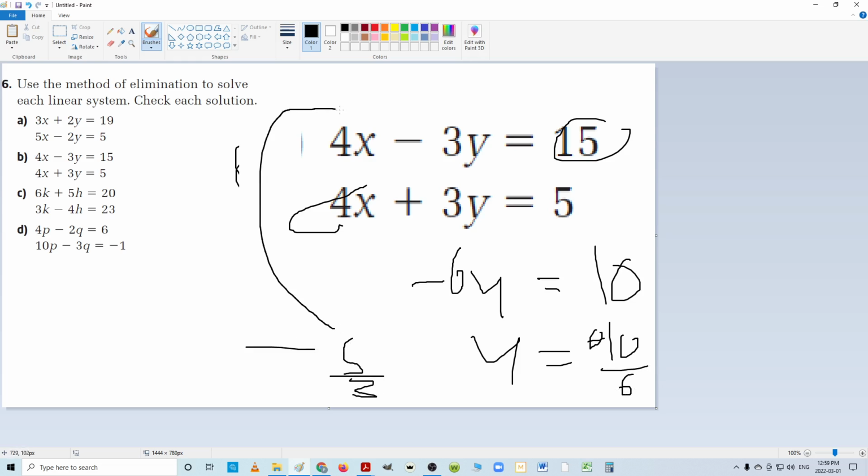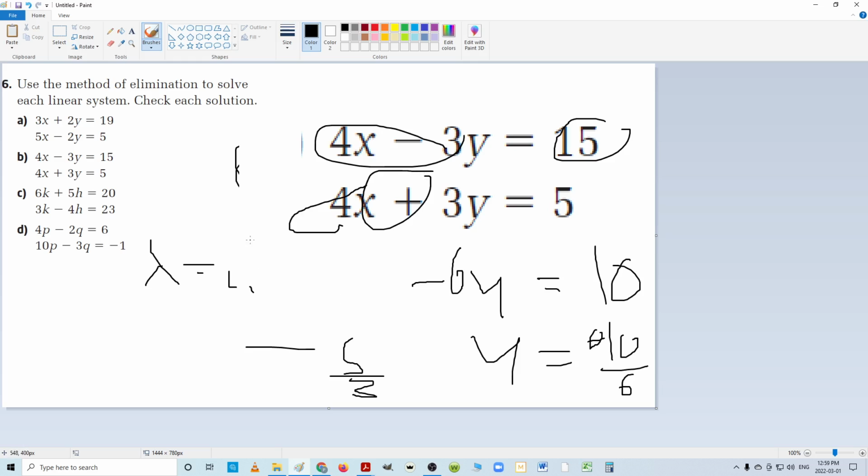Now you've got to go back and take any of these equations and substitute it in, and you'll discover that x is 4. Put both these equations into Desmos and see if they meet at 4, comma, that would be minus 2.66.